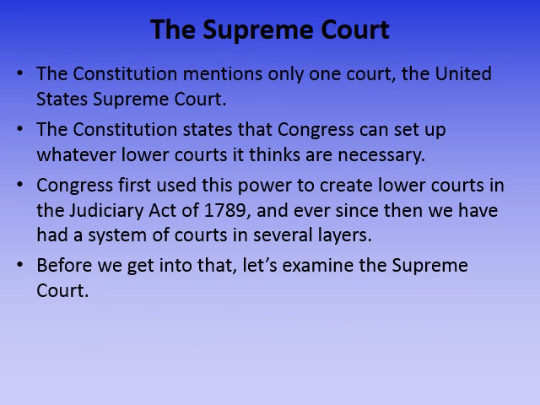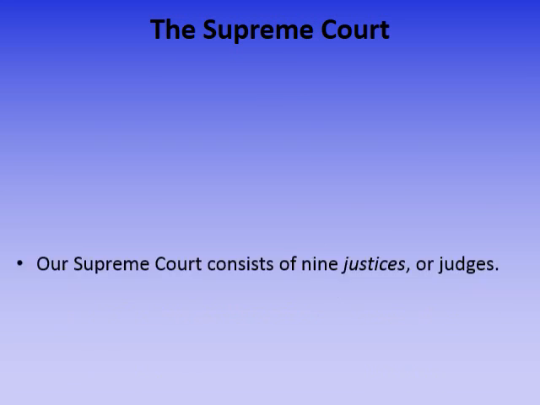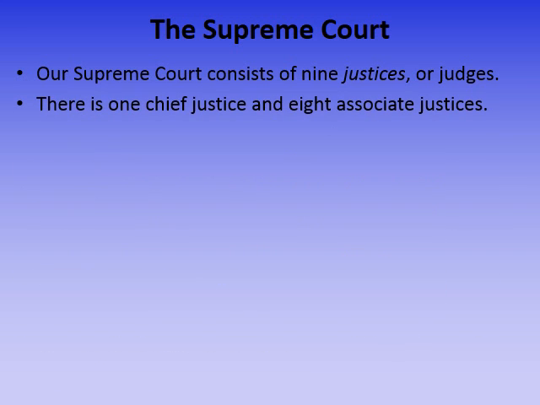Before we get into that, though, let's examine the Supreme Court in a little bit more detail. Our Supreme Court consists of 9 justices, and they're just judges, but when they're on the Supreme Court, we call them justices. I'm really not sure why, to be honest with you. There is one Chief Justice who's supposed to kind of be in charge, and then 8 associate justices who serve with the Chief Justice. They all have equal votes when they decide cases, by the way. I'll say that right now. The Chief Justice's vote just counts as one vote, and so do the other 8. So keep that in mind as we go forward.